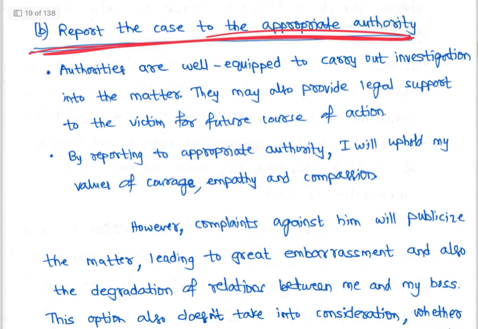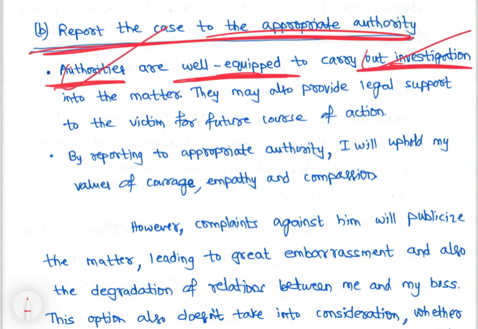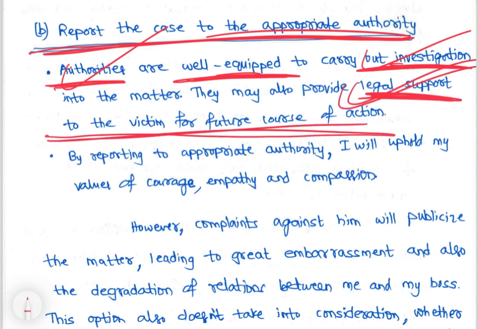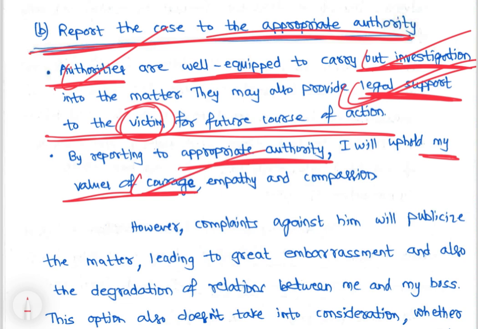So see report merits, authorities are well equipped to carry out investigation, that is police को मान ले mention किया, to carry out investigation into the matter. They may also provide legal support to the victim for future course of action. Legal support to the victim, that is wife को legal support भी provide करेंगे, ठीक है. Then by reporting to appropriate authority I will uphold my values of courage, empathy and compassion, right? So मेरा crisis of conscience कुछ नहीं होगा, right?